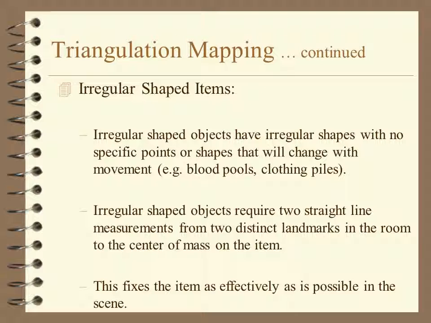Now, with the irregularly shaped items, these are shapes where the shape will change when the item is moved. And these are things such as blood pools, piles of clothing, any pool liquid, and so forth. But it should also include items that don't have a definitive point, such as beer bottles, liquor bottles, beer cans, and so forth. Because there is no distinct point, you'll have to measure those as if they were an irregularly shaped object. And this will fix the item as effectively as is possible.